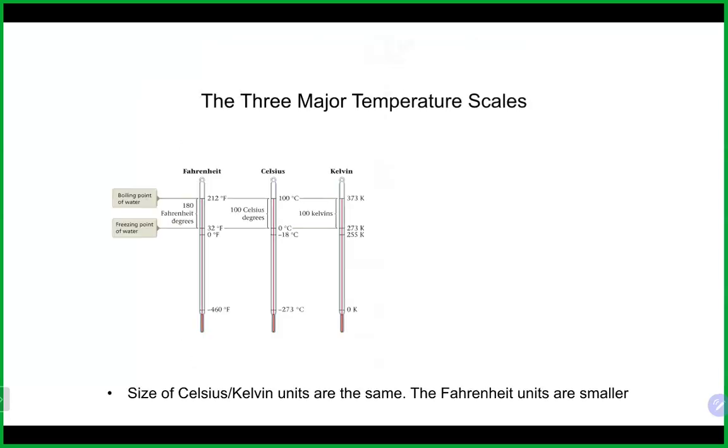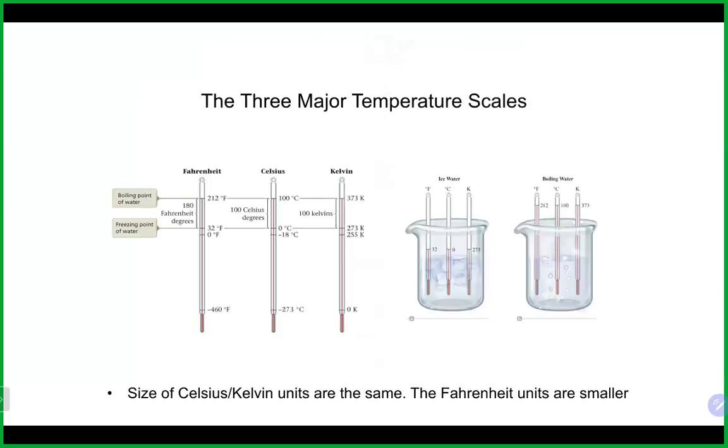So let's talk a little bit about how we can convert between them. When we look at the difference between where water, for example, boils and freezes on the Fahrenheit scale, it's about a 180-degree difference between the boiling point and the freezing point. When we look at the Celsius scale and the Kelvin scale, it's about a 100-unit difference between boiling and freezing of water.